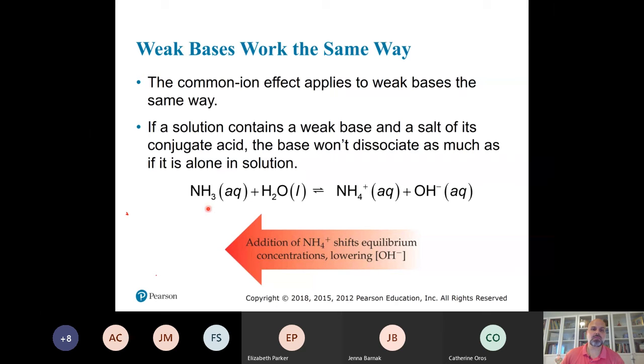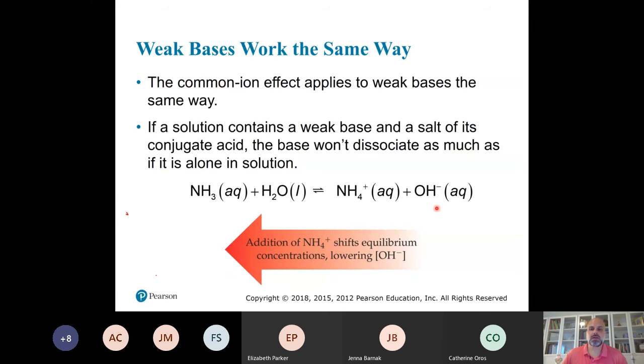So we take a weak base, ammonia. We dissolve it in water, and we end up with the ammonium ion and the hydroxide ion. We're calling it a weak base because it produces hydroxide ions in solution. If we add some ammonium ion to solution, this is going to shift the equilibrium to the left-hand side. As that happens, we decrease the concentration of hydroxide, which is our base in solution.